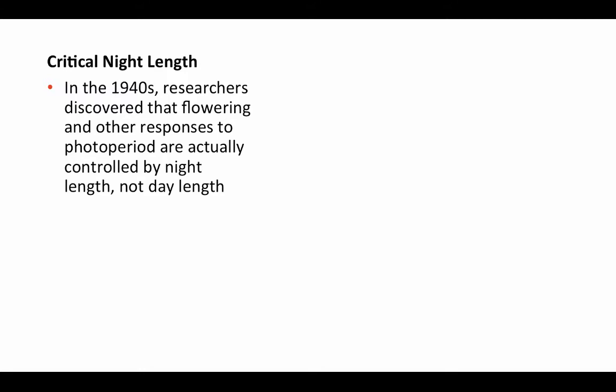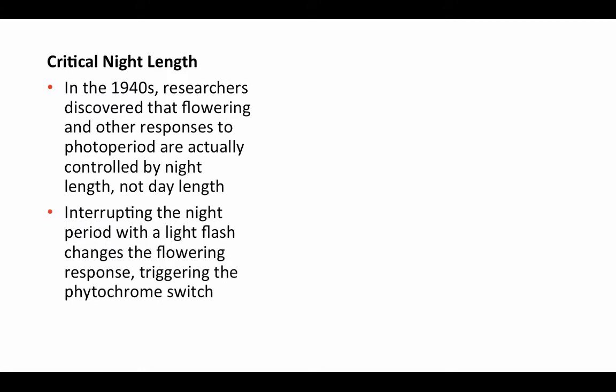It turns out that what they're really detecting is the length of the night. So in the 1940s, researchers discovered that flowering and other responses to photoperiod are actually controlled by night length and not day length. We still use the terminology long day and short day plants by tradition, but this is really what's happening. So interrupting the night period with a light flash changes the flowering response, triggering the phytochrome switch.